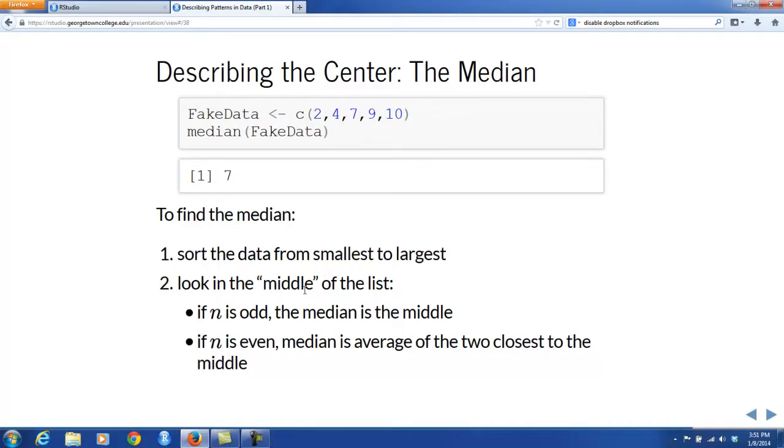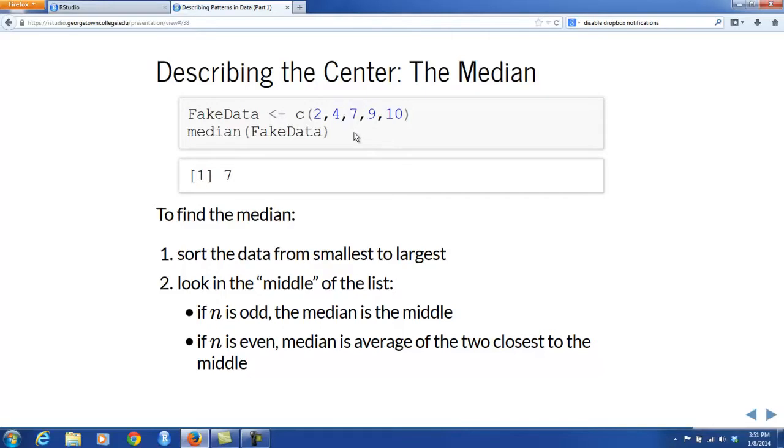Now there's another measure of center that's also popular. It's called the median. So once again, looking at our fake data, the median of the fake data is 7. Now how does it work to find the median? What is it? It's an attempt to find the middle value of the data. So if there's an odd number of numbers, and you sort those numbers, say from smallest to largest, as fake data is sorted, then there will be a unique number in the middle. So with 5 numbers, the third number is the one exactly in the middle, and that's the median.